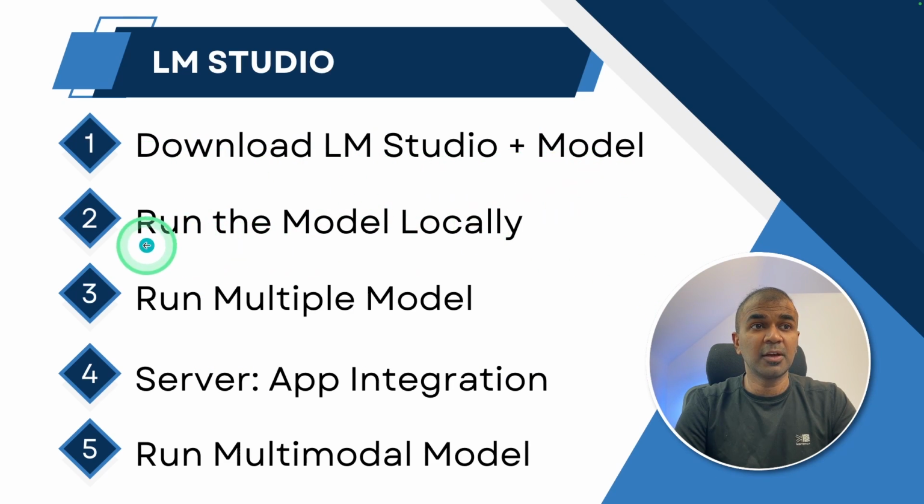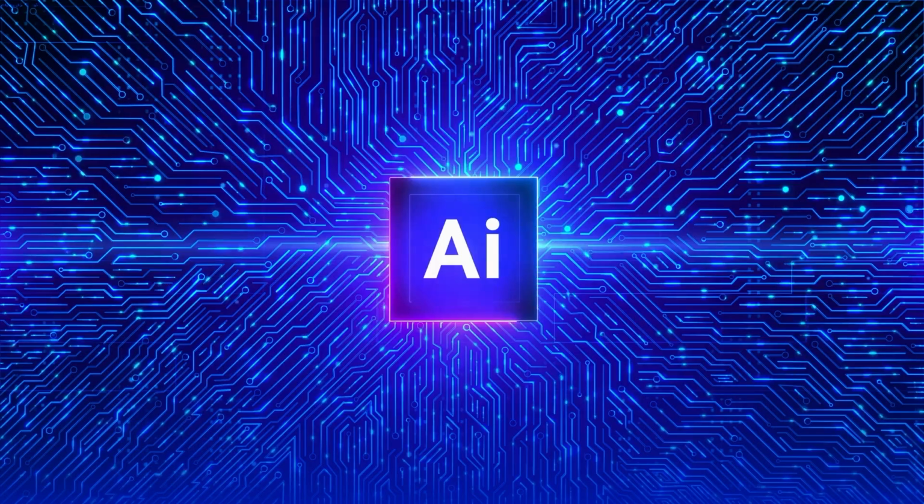model. Then we are going to see how to run the model locally. Then we are going to see how to run multiple models at a time. Then we are going to set up a server and integrate that with an application, such as a Python application. Finally, we are going to run a multimodal model, that is Llama, where you can upload an image and ask questions based on that. That's exactly what we're going to see today. Let's get started.